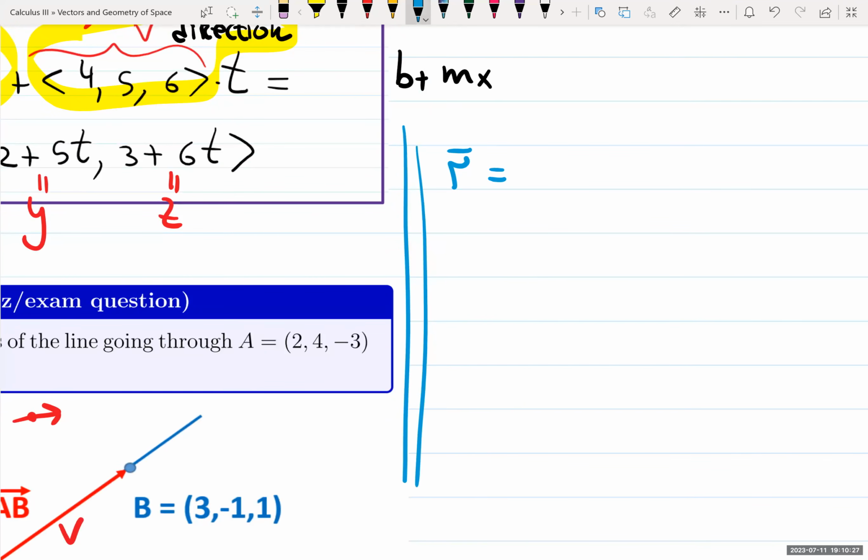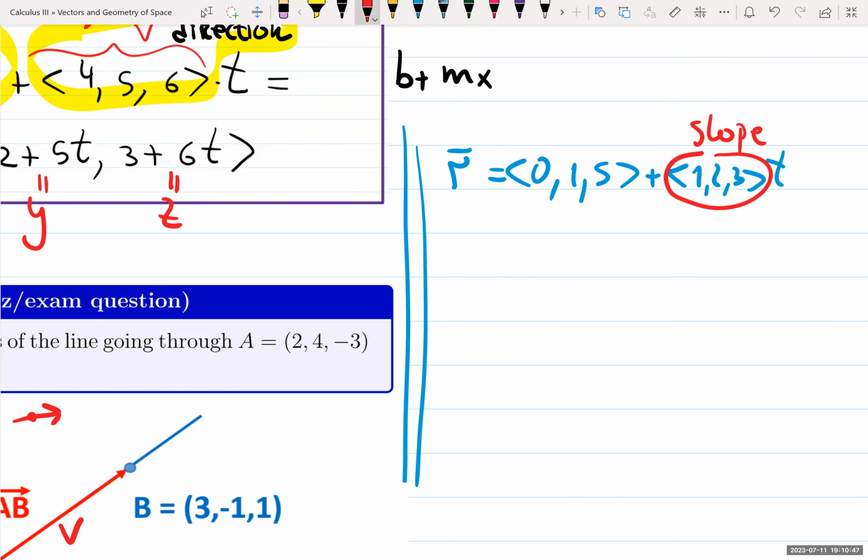R is given as <0, 1, 5> plus <1, 2, 3>t. Do you know what that means? Can you rewrite it in the form? Do you understand what is what here? Whatever is attached to t is your slope. Whatever is standing by itself is the point. Even though it's not in parentheses, it's the vector pointing at the point.